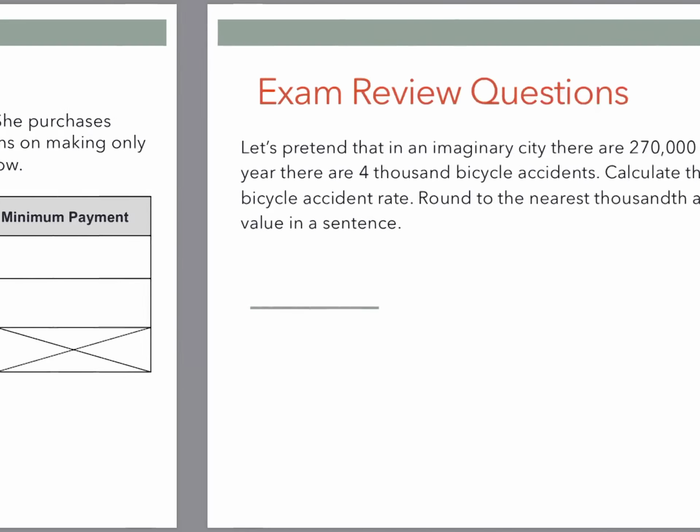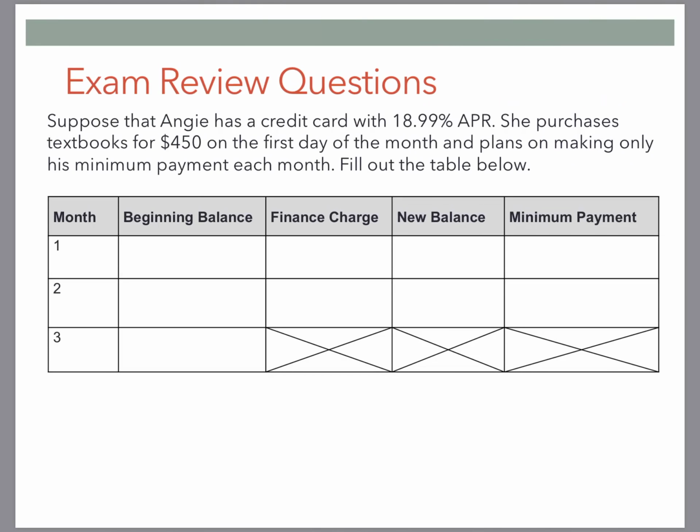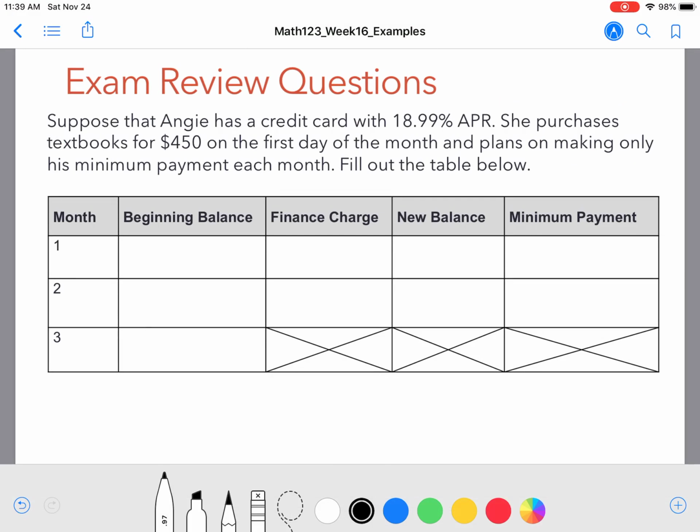All right, let's take a look at another one. Suppose that Angie has a credit card with 18.99% APR. She purchases textbooks for $450 on the first day of the month and plans on making only her minimum payment each month. Fill out the table below.